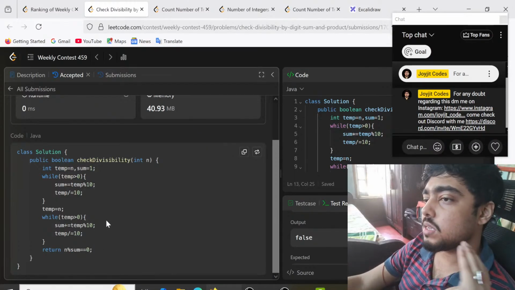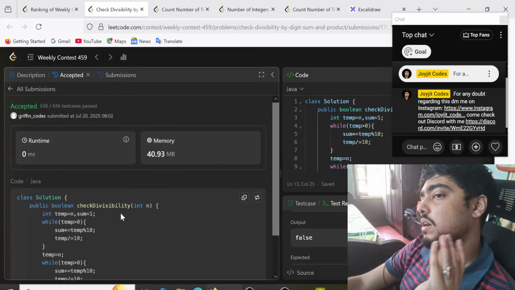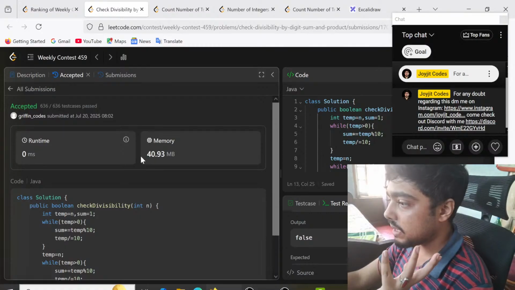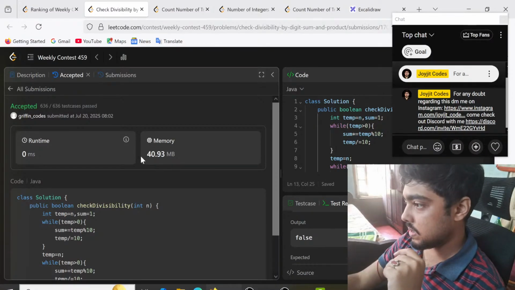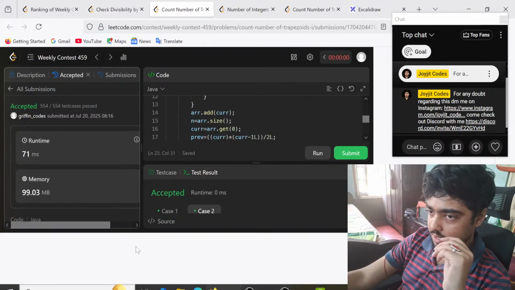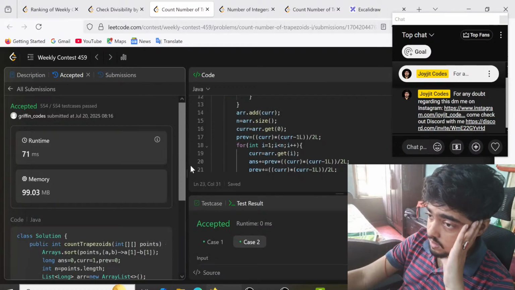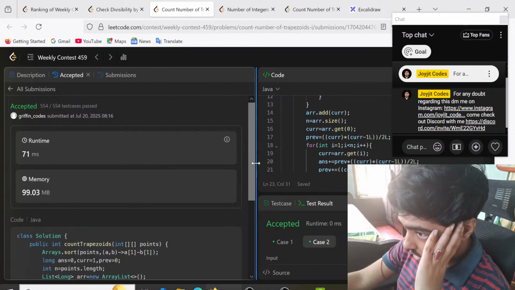Okay. This one was very simple. I don't think there will be any doubt regarding this. So I'll just move on with the next problem quickly.